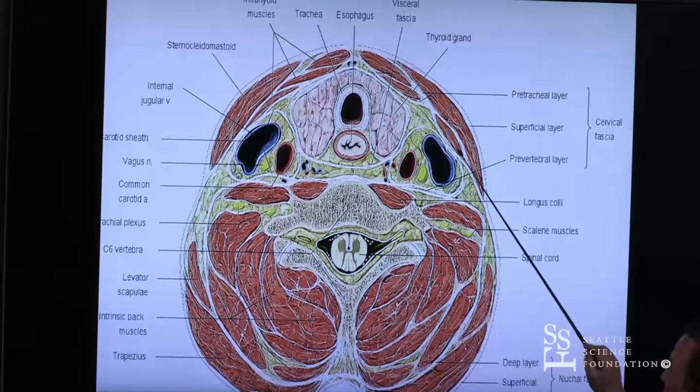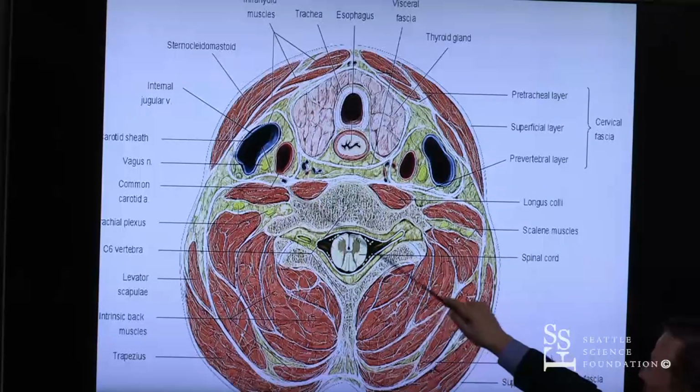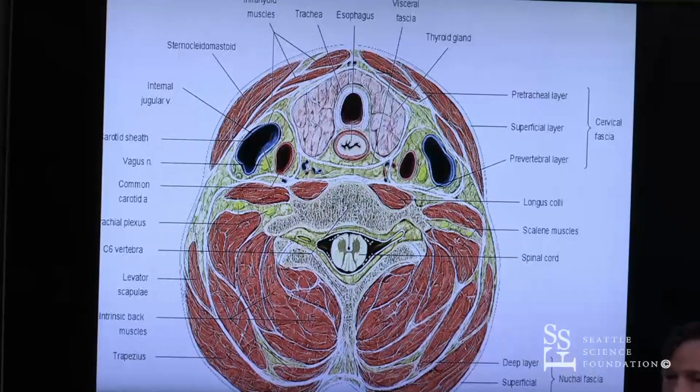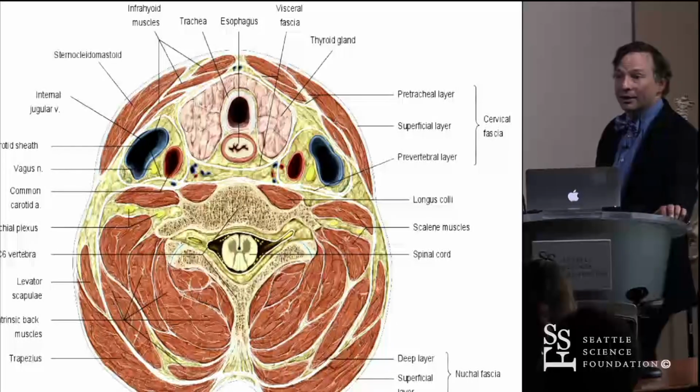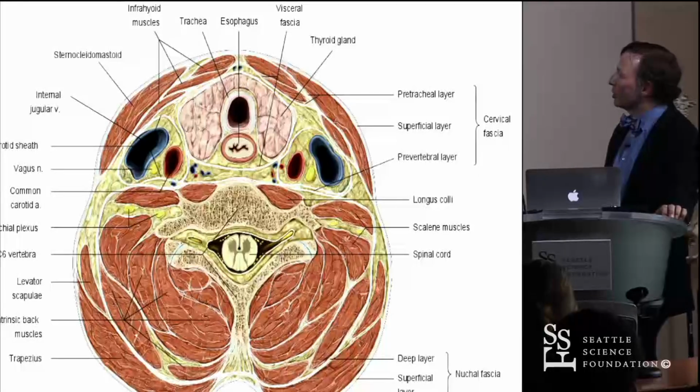So very few muscles on the anterior part of the neck, because the anterior part of the neck is the visceral part of the neck. So that's where we have our carotid artery, our internal jugular vein, trachea, esophagus, etc. So you don't want a lot of muscles there that would compress those important structures.